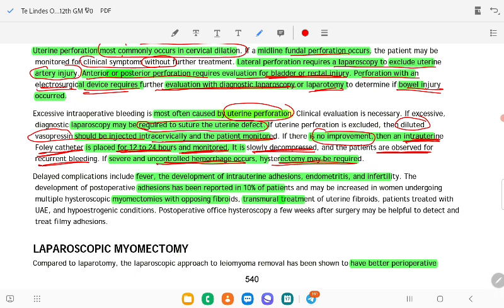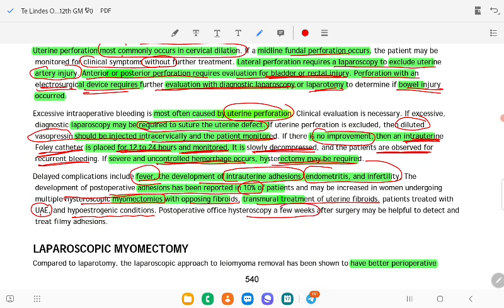Delayed complications include fever, development of intrauterine adhesions, endometritis, and infertility. The development of post-operative adhesions has been reported in 10% of patients and may be increased in women undergoing multiple hysteroscopies, myomectomy with opposing fibroids, transmural treatment of uterine fibroid, patients with uterine artery embolization, and hypoestrogenic condition. Post-operative hysteroscopy a few weeks after surgery may be helpful in the treatment of adhesions.